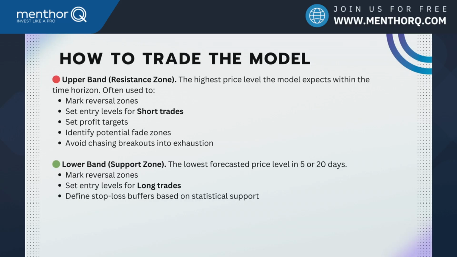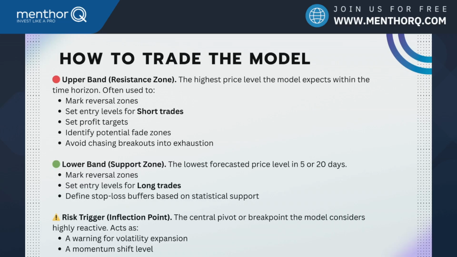The second is the lower band. So this is the lowest price forecasted for the next 5 or 20 days. And basically, this could be an interesting reversal zone for a long entry. And it could also become a very important level for a stop loss that can provide, again, a statistical support.